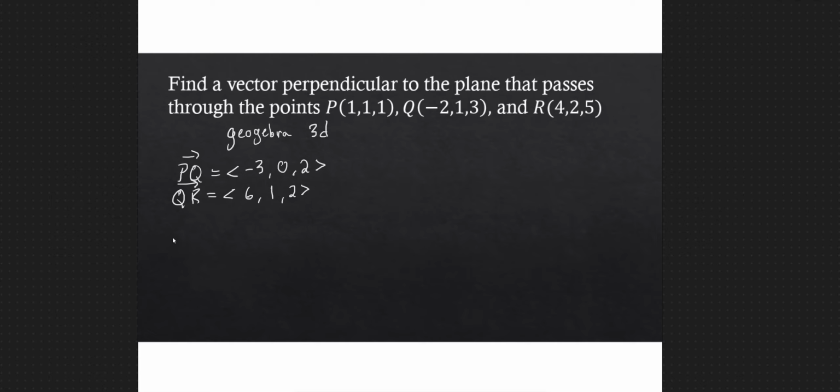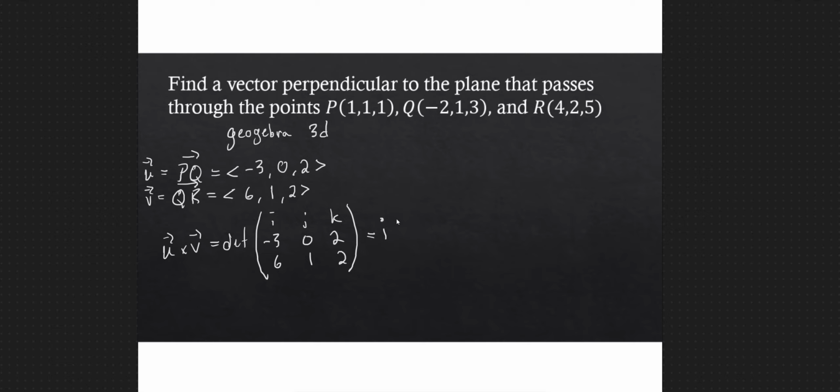Let's compute the cross product of them. I'm going to call this U, and I'm going to call this V, just so I know. So now I'm computing U cross V. And this should be perpendicular to the plane, as we saw with GeoGebra. So this is the determinant of a 3x3 matrix. Remember, you put i, j, and k across the first row, U across the second, -3, 0, 2. 6, 1, 2, like that. And then we compute the determinant.